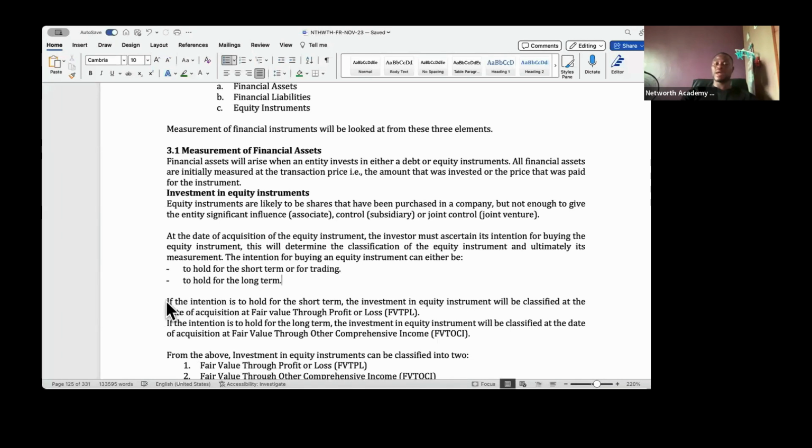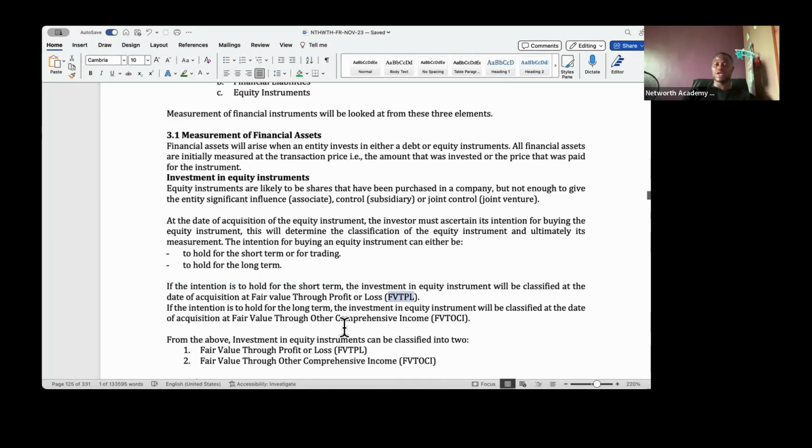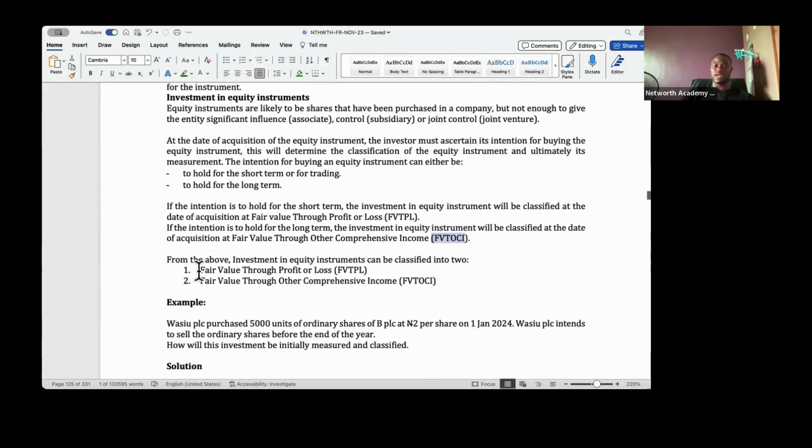When you buy shares for the short term, IFRS 9 says that you classify those shares at fair value through profit or loss, which I shorten as FVTPL. But if you are buying it for the long term, you classify that kind of investment at fair value through other comprehensive income, which I shorten as FVOCI. So there are two classifications here. Either you are classifying it at fair value through profit or loss, or you are classifying it at fair value through other comprehensive income, depending on your intention.